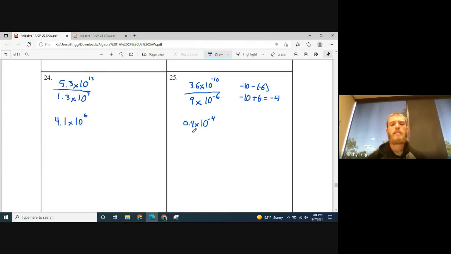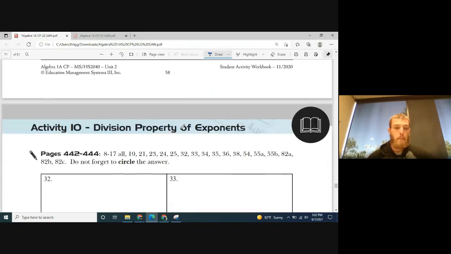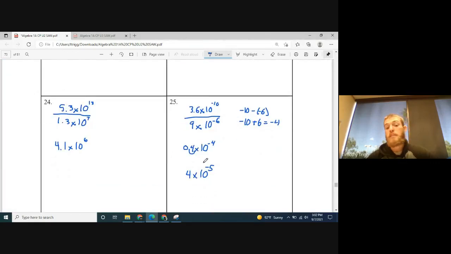Okay, now is this correct scientific notation? Well, not quite, because we want the decimal to have one number in front of it, a number that's not a 0. So here we want to move the decimal one place to the right, making it 4 times 10. And since we moved it to the right, we're going to go ahead and decrease the power by 1. So when you move it to the right, you lower that power of the 10. If you move it to the left, you increase that power of 10. And you could always check by putting both of these into the calculator; you should get the same answer.